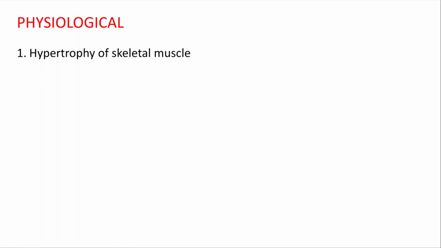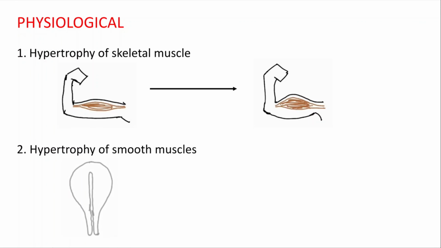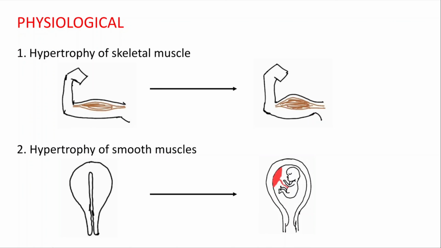Hypertrophy can be physiological or pathological. Examples of physiological hypertrophy are hypertrophy of the skeletal muscle, most commonly seen in builders and athletes. The bulging muscle in them is mainly because of hypertrophy. Another example of physiological hypertrophy is hypertrophy of the smooth muscle, mainly seen during pregnancy, as growth of the uterus is mainly because of hypertrophy.